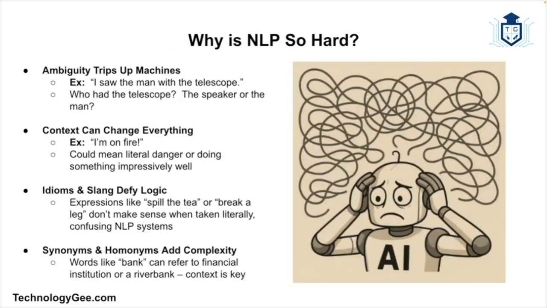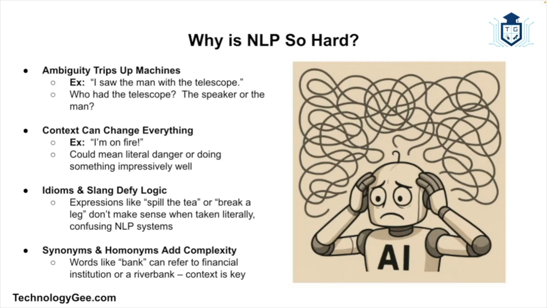So why is natural language processing so hard? Well, language might feel natural to us humans because we learn it as toddlers and we constantly use it, but it's a minefield for machines. And the reason is ambiguity. So you could say something like, I saw the man with the telescope, and the machine might be trying to figure out, well, did you actually use a telescope or did the man have it?